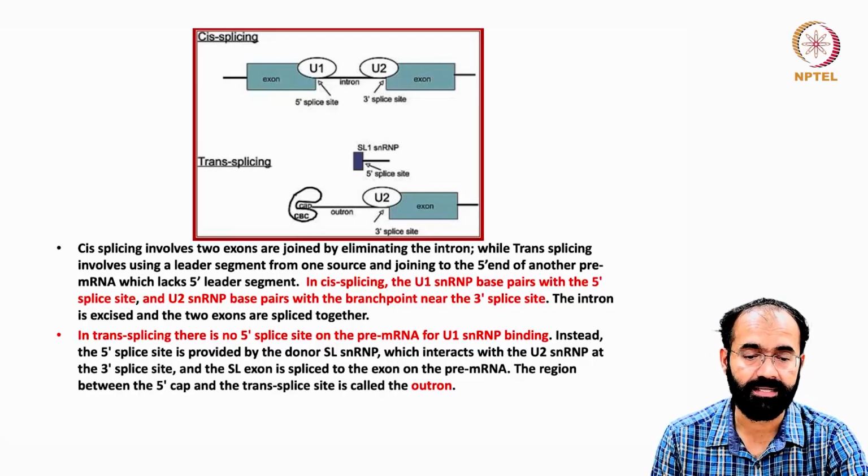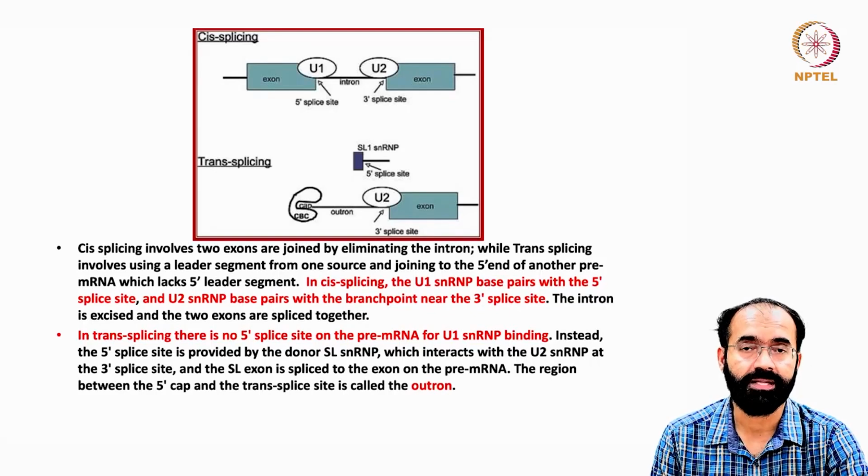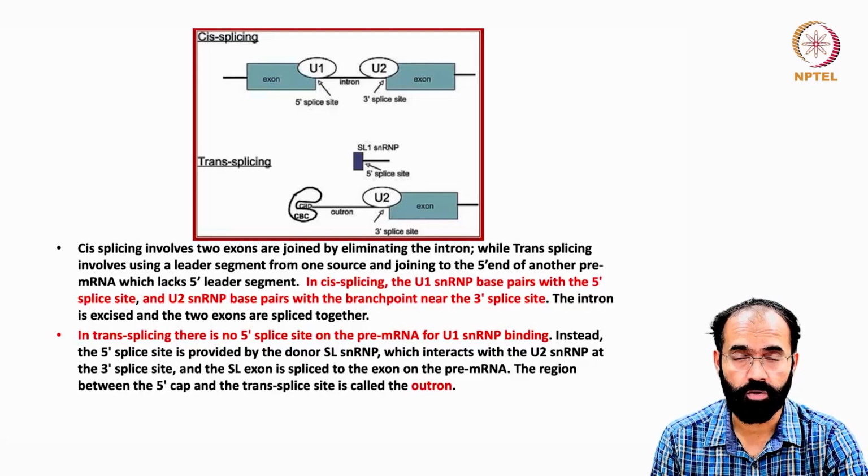In trans splicing, there is no 5' splice site on the pre-mRNA for the U1 snRNA to bind. In many cases, the 5' splice site is missing. Instead, the 5' splice site is provided by a donor SL snRNP, which contains the SL RNA or leader sequence, and it is also recognizable by the U1 snRNA.